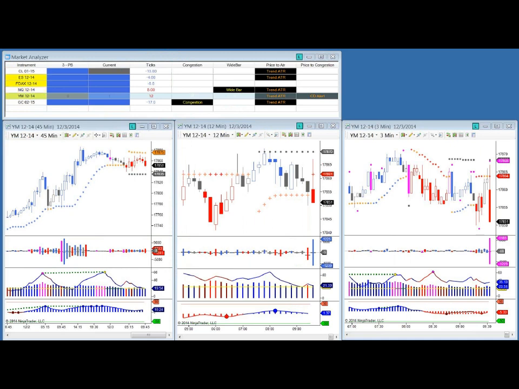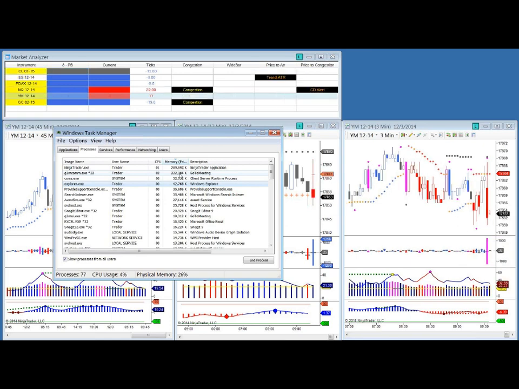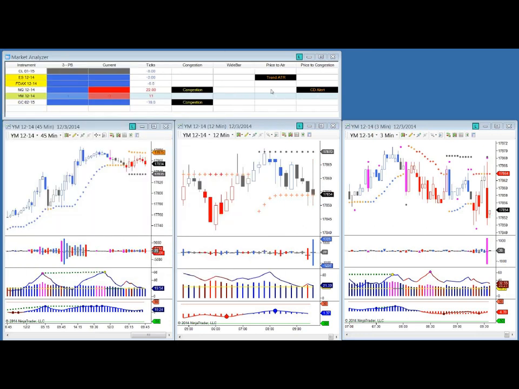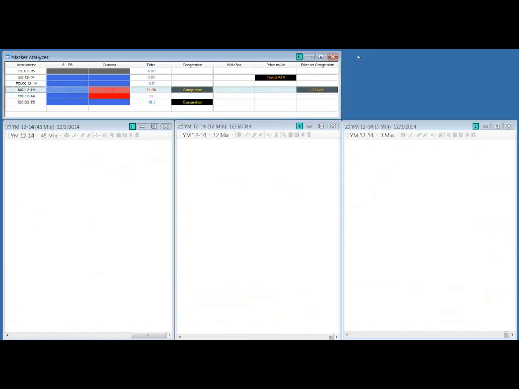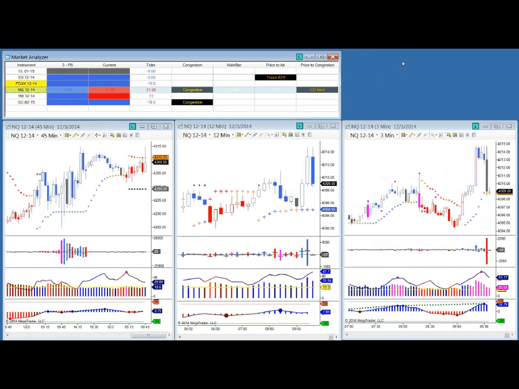Now, if I wasn't taking up this much memory with GoToMeeting, that's where I could be running a 3-minute, a 12-minute, and a 45-minute. Do y'all understand? Oh, now it's starting to go in the direction that we want.